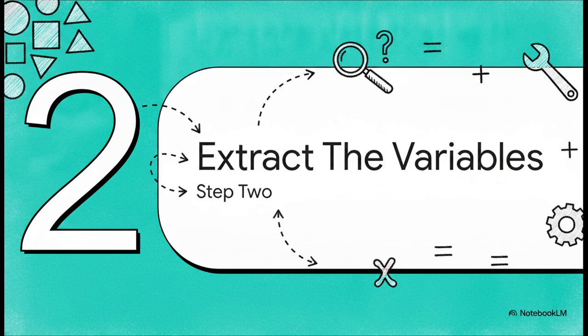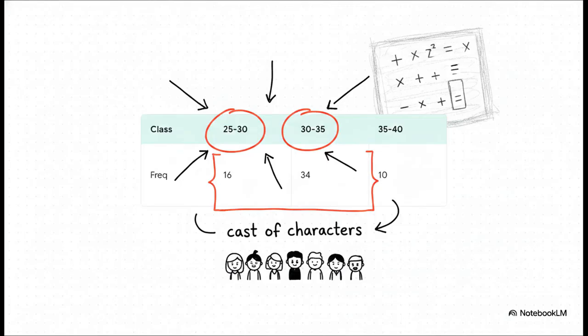Moving right along, step 2, extract the variables. Now we actually need to pull specific variables from the class we just identified. Think about that 30 to 35 interval we just locked in on. We also need to grab the frequencies immediately preceding it, which is 16, and succeeding it, which is 10. We're isolating these specific numbers because they're the entire cast of characters we need for our formula.